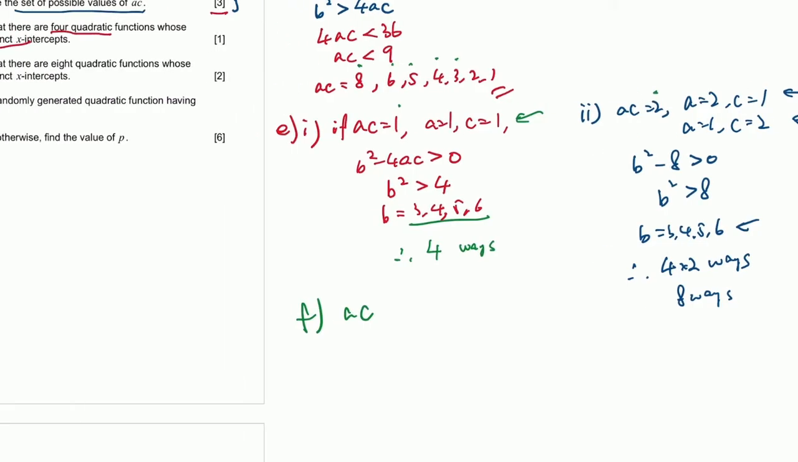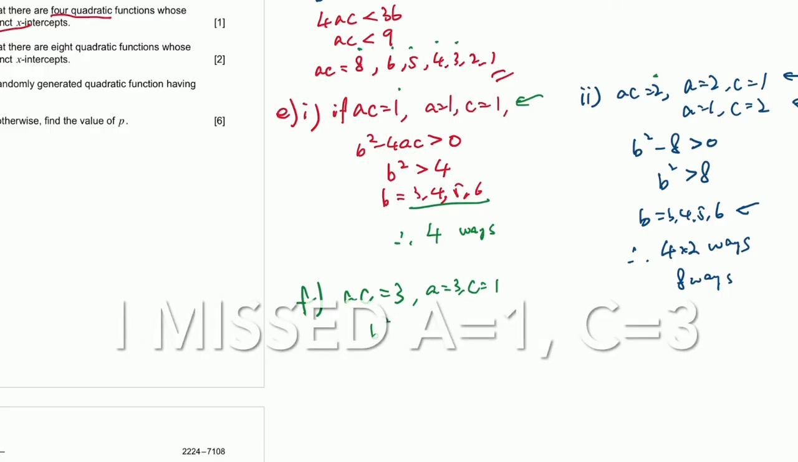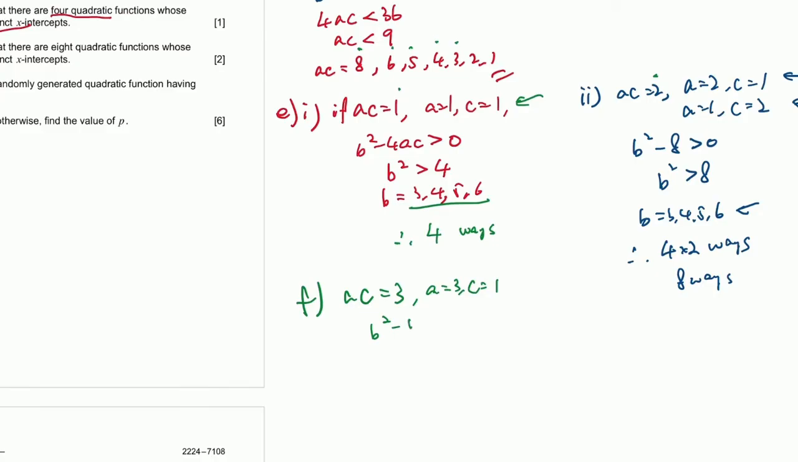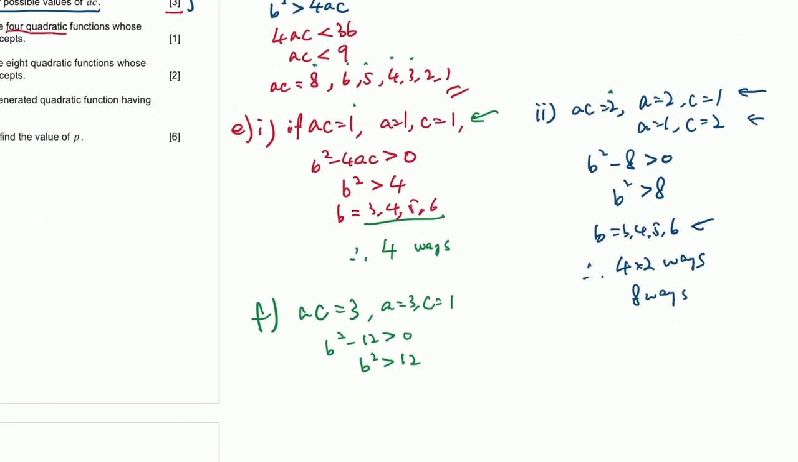So now you probably see why this question is super dumb. And if you didn't realize this is the game that they want you to play, then you lose a lot of marks for no reason, right? So AC is now 3 with 12. So B squared needs to be bigger than 12. How can B squared be bigger than 12? Oh, there are 3 ways. So B is 4, 5, or 6. So there are 3 ways.